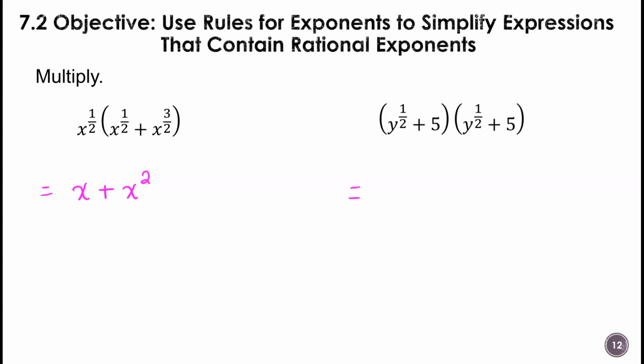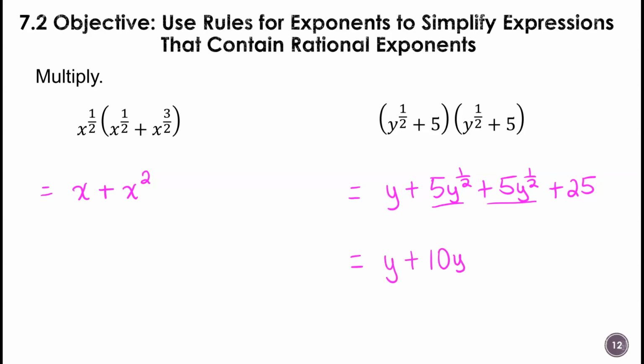On this one, we are going to distribute y to the 1/2 with both terms on the second binomial, and then 5 times both terms. So that's going to be y to the 1/2 times y to the 1/2, which is just y to the first. That's going to be y to the 1/2 times 5. And then 5 times y to the 1/2. And 5 times 5. All right, so I'm going to combine like terms, right? These are like terms. So y plus 10y to the 1/2 plus 25. So you can see that you're actually using quite a few concepts that you have learned in the past.